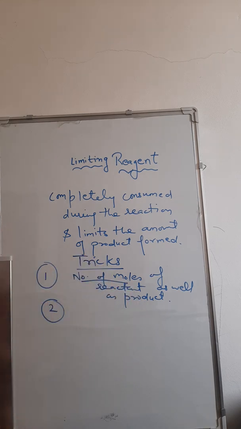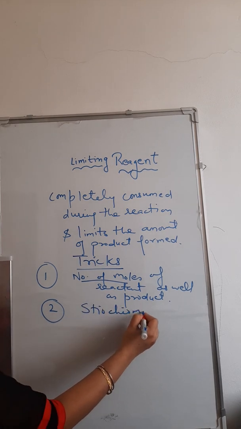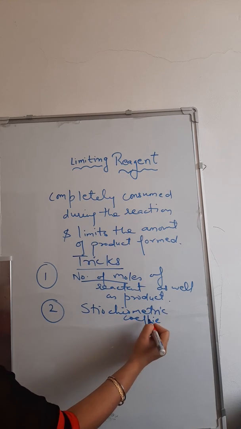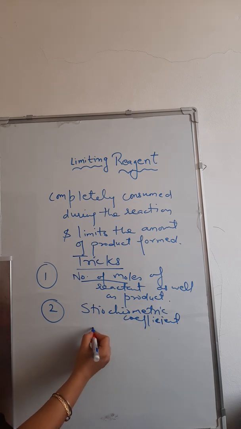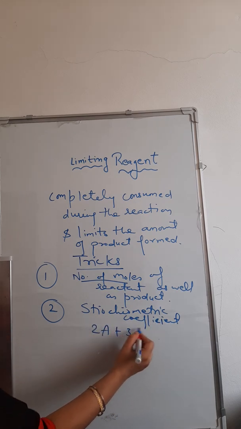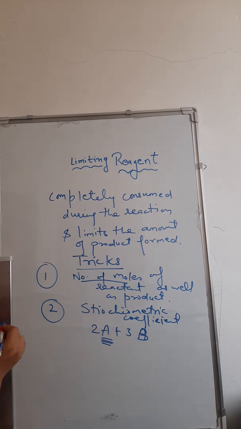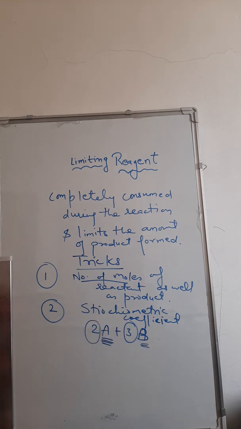Second task, what is your second task? You have to write down the stoichiometric coefficient. Now what is the stoichiometric coefficient? Suppose 2A plus 3B. What is the stoichiometric coefficient of A? This is 2. What is the stoichiometric coefficient of B? That is 3. So this is the stoichiometric coefficient.